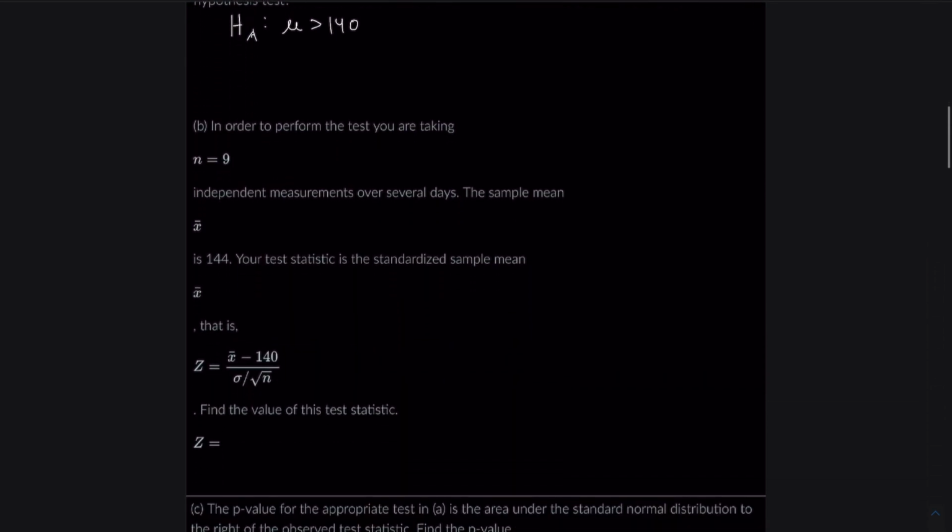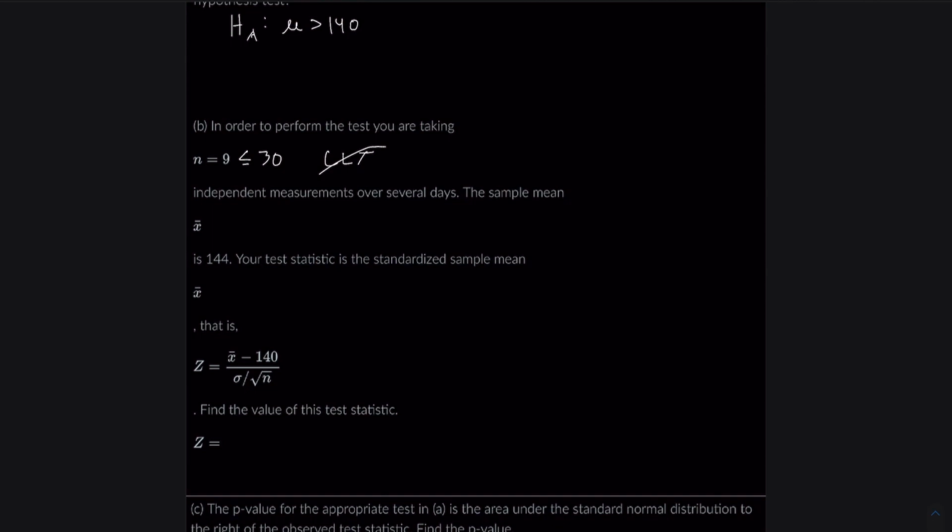The next part says, in order to perform this test, you are taking n equals 9 independent measurements over several days. Now this 9 is less than or equal to 30, right? And so that means we can't use CLT here. So that does not work. This is why we're going to be using the t-distribution on this problem.